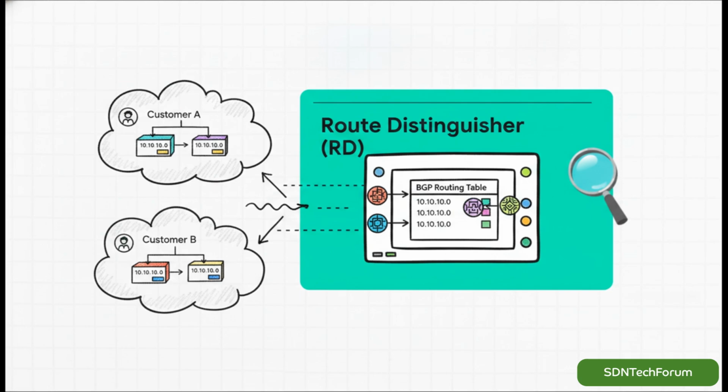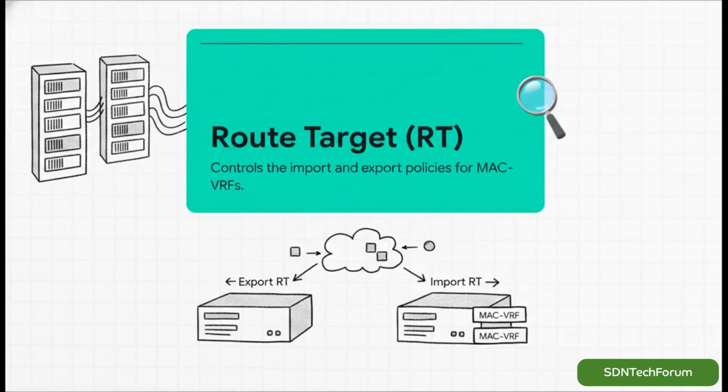Think of the RD like a unique tracking number prepended to an address. It guarantees the post office never mixes up two identical street names in different cities. Next to the RD, we have the route target, or RT. If the RD is your tracking number, the route target is basically your mailroom sorting rule.